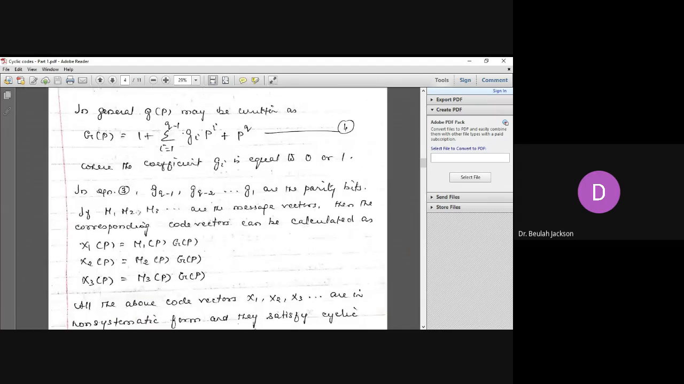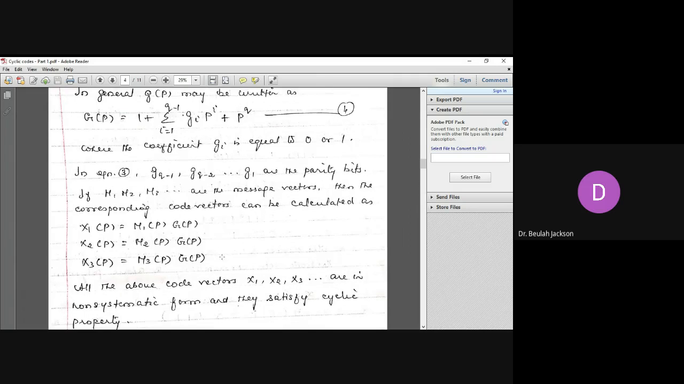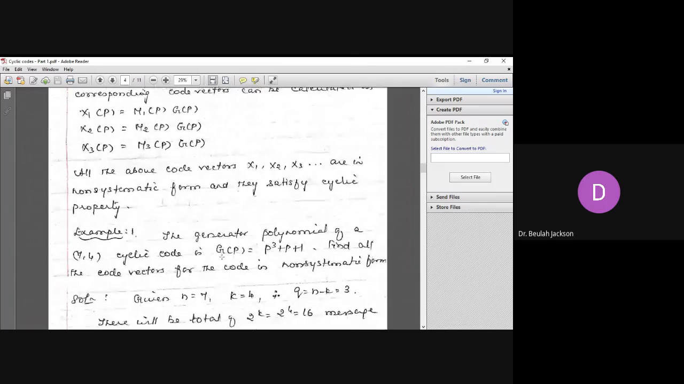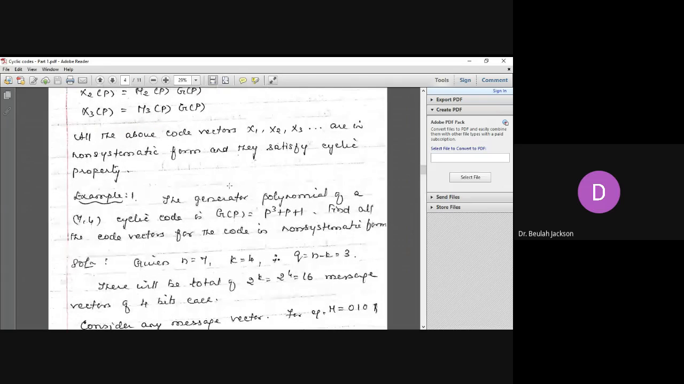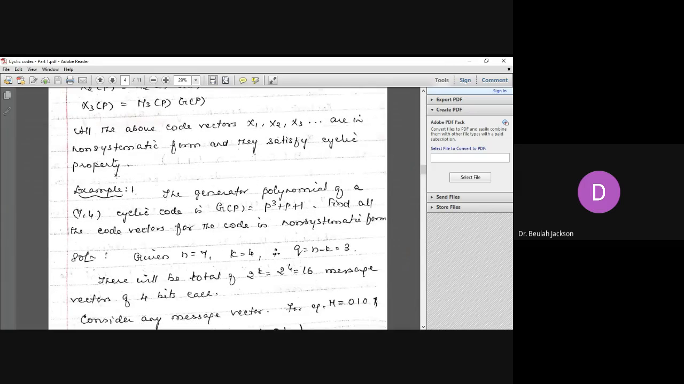If M1, M2, M3, and so on are the message vectors, then the corresponding code vectors can be calculated as X1(P) = M1(P) G(P). Similarly, X2(P) = M2(P) G(P), and it goes on. So all the above code vectors X1, X2, X3 are in non-systematic form and they satisfy the cyclic property.